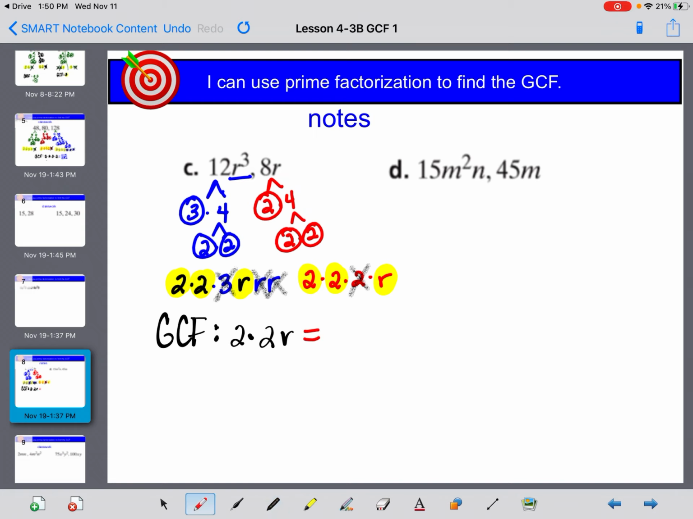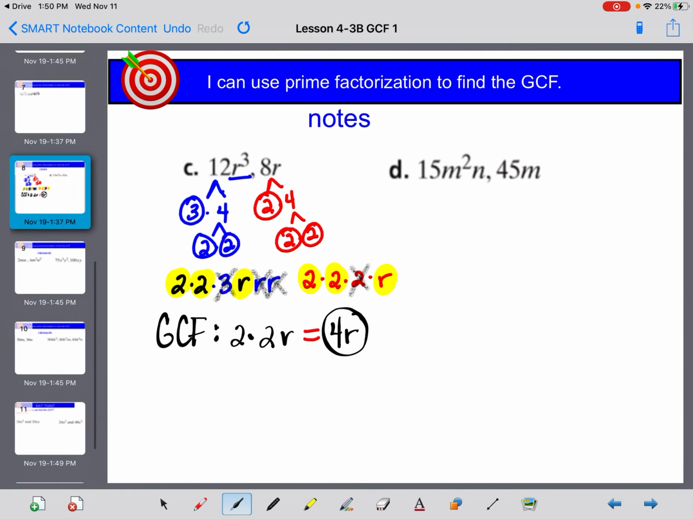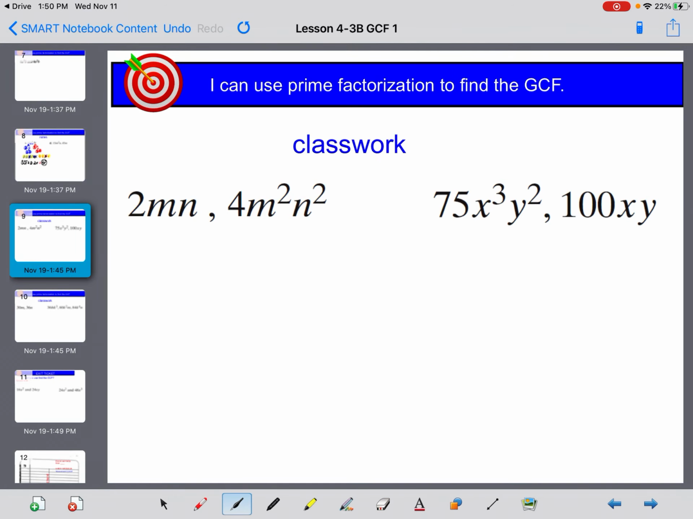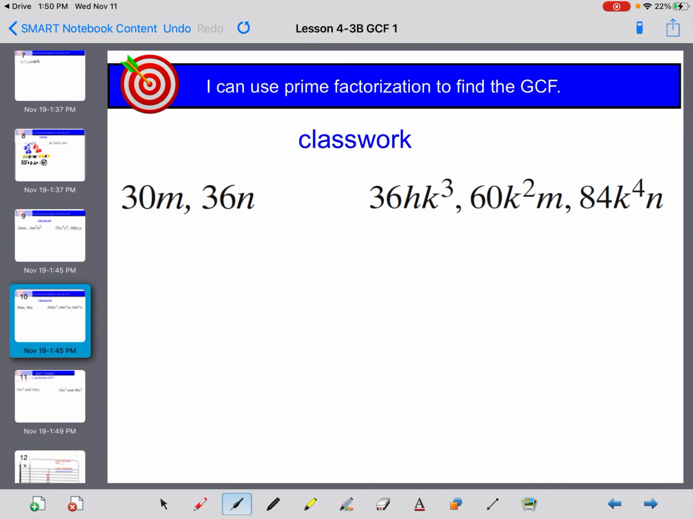Now let's summarize what we have. 2 times 2 times R is 4R. The greatest common factor is 4R. All right, it's time for you to give some of these a try on your own. See if you can complete the rest of them in your notes packet. There are 5. So this one, these 2, and these 2. Give it a try. Come on back and compare your answers to mine.